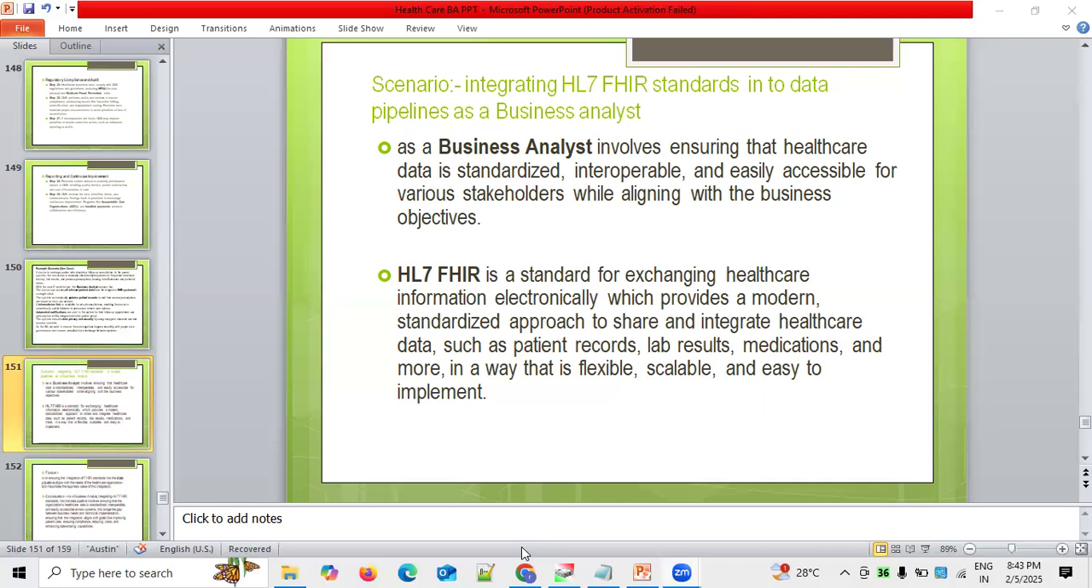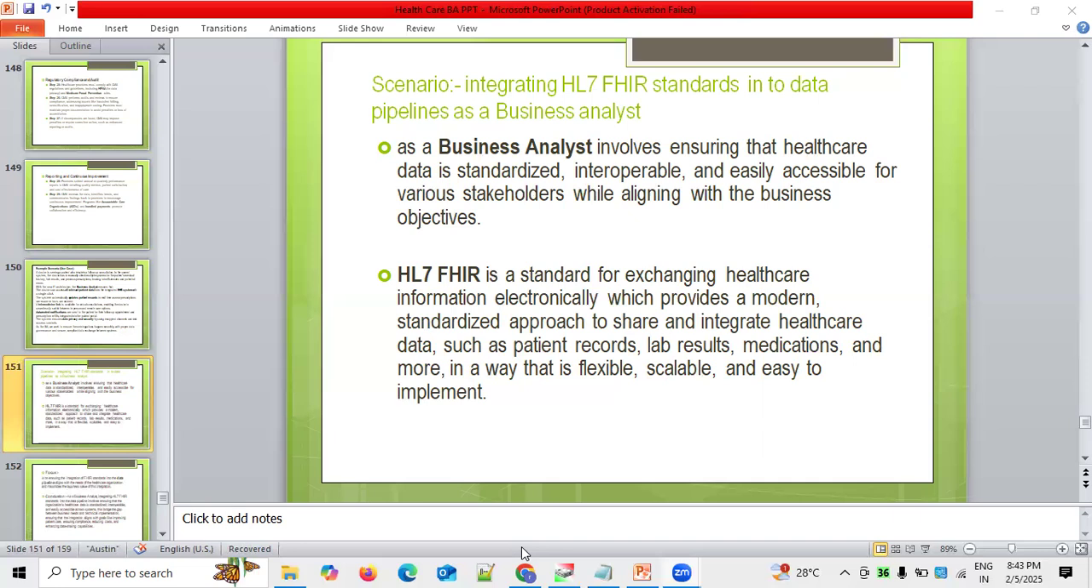At the same time, medications, so that it must be flexible enough, scalable enough, and easy for end users and easy for a technical team to implement. So HL7 FHIR, generally, is a standard used when we are working on EHR, electronic health records, majorly.